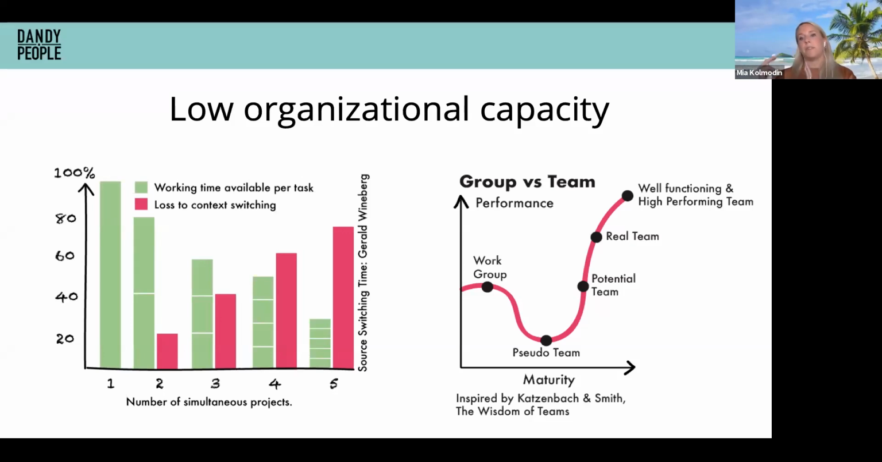And we also have the aspect of group versus team. If we have work groups or separate teams which are not really working on the same things together, they don't have the focus and can't collaborate on the same things. Then we have very low performance in the organization and we can't really work with the maturity of the team. So these are 2 aspects that give us low organizational capacity.